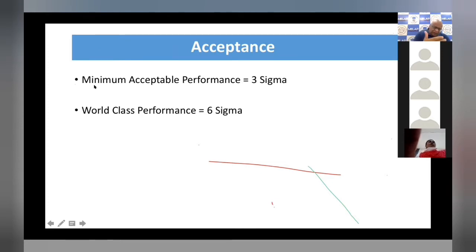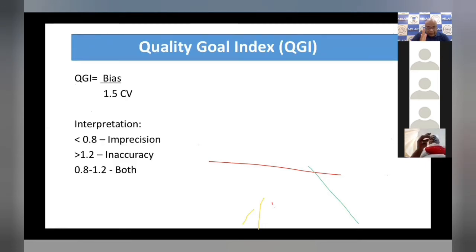Now, when we calculate 6 sigma for our process variation, minimum acceptable performance is 3 sigma, and world-class performance is 6 sigma. And how to analyze this low 6 sigma? We calculate another term, quality goal index, and this is bias divided by 1.5 into CV. It is applicable only to those cases where the 6 sigma is below the acceptable limit, not in all cases.